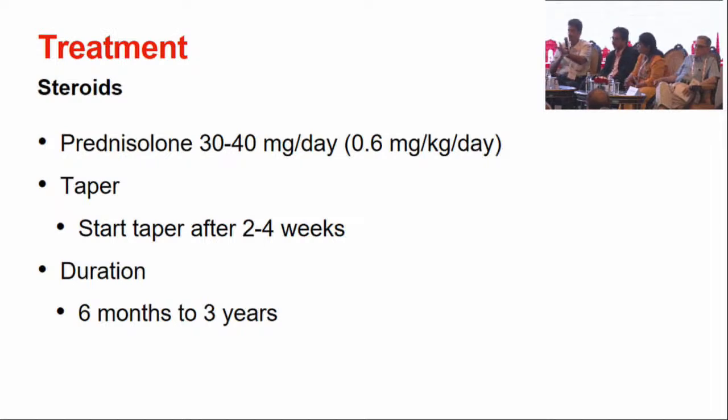Then once we are confirmed that it is IgG4 related disease, we continue these steroids for close to a month, 2 months, 3 months, nothing fixed here. Once there is a response, we start to taper. And as the Japanese would say, we then maintain at 5 milligram per day.